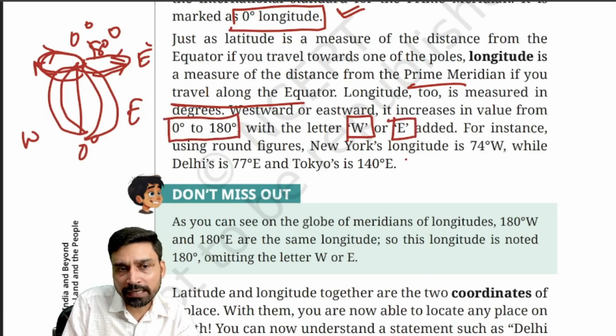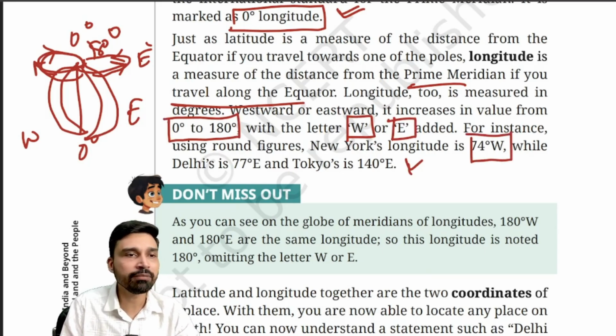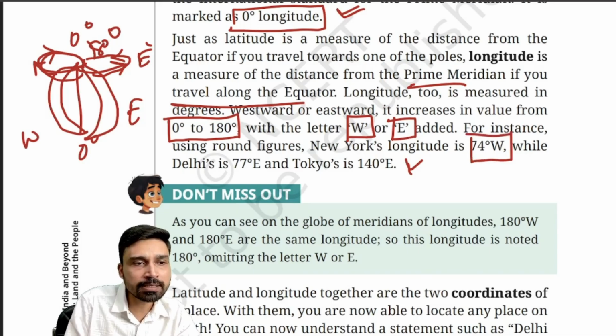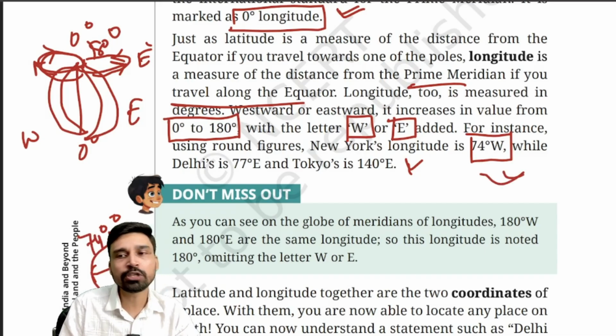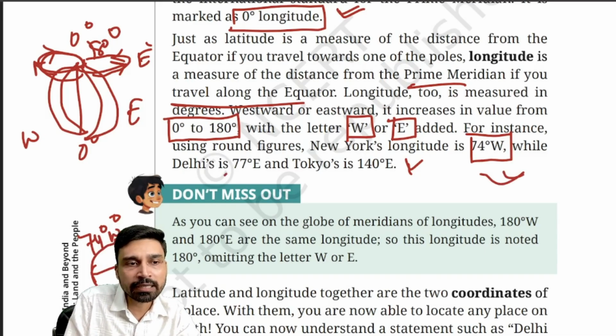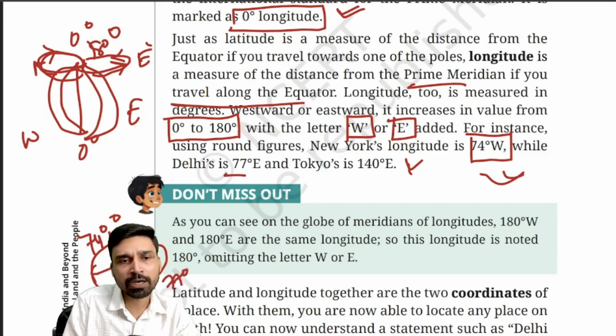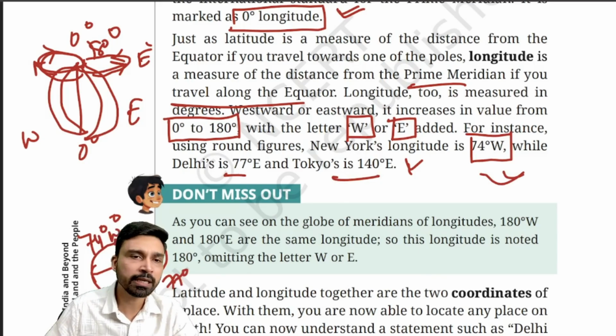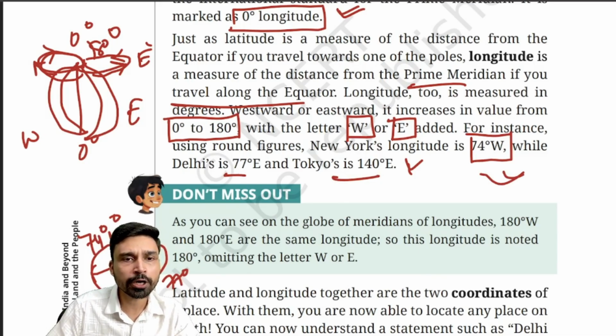One example we can take is New York. New York is located at a longitude of 74 degree west. Now what does it tell you? It tells you that if you start your journey from the prime meridian, which is 0 degree, you have to move to the west first of all. Now, how much will you move to the west? The answer is 74 degree further to the west, and that's when you will be able to reach New York. Similarly, Delhi is located in the eastern direction, about 77 degree east. And Tokyo is located at 140 degree east longitude.